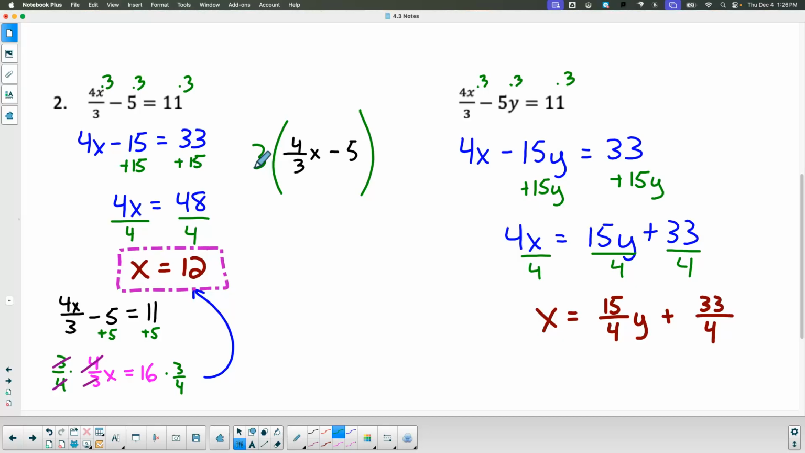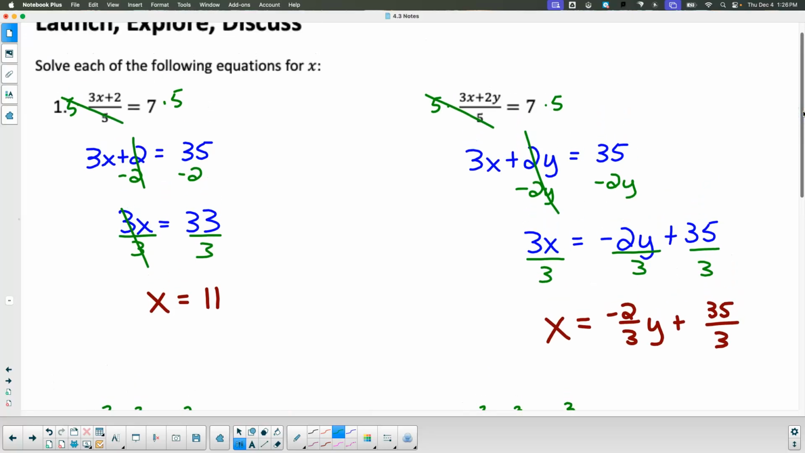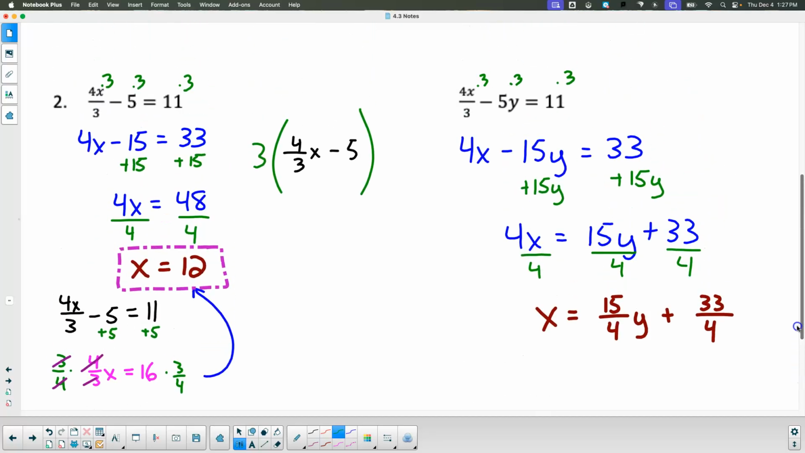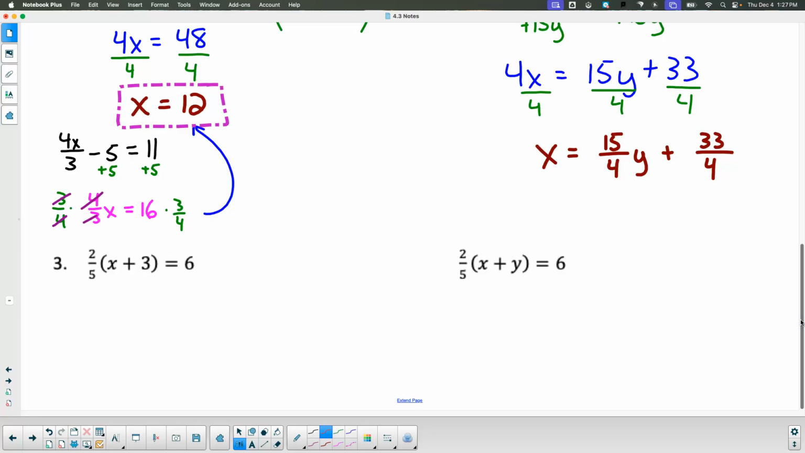Let me scroll back up a little bit. Before, when we multiplied both sides by 5, we multiplied the whole side by 5. So now if I scroll down here and I multiply the side by 3, I have to distribute that 3 into both of those terms. So I'm really multiplying every term by 3. Good question. Try number 3.